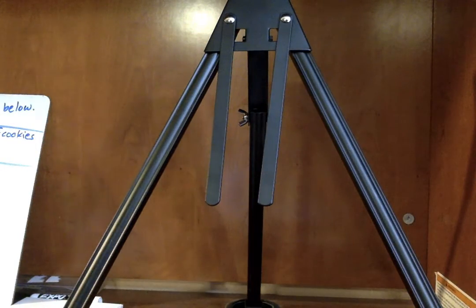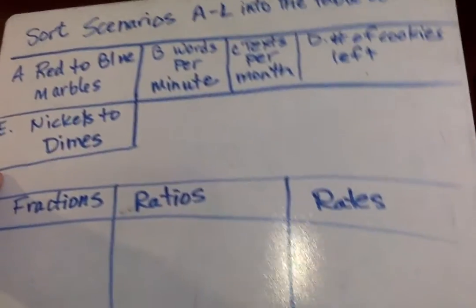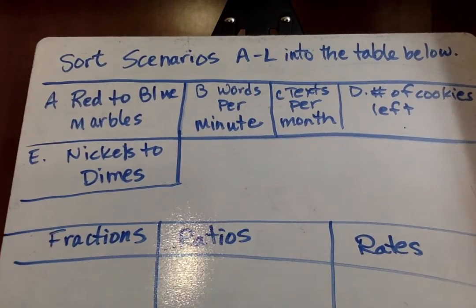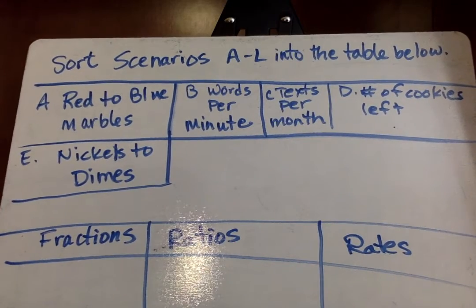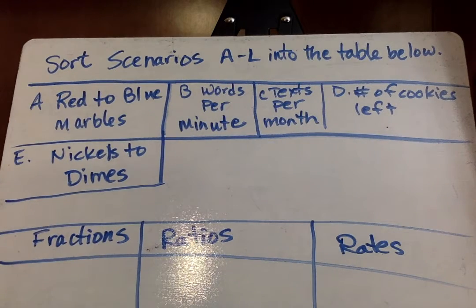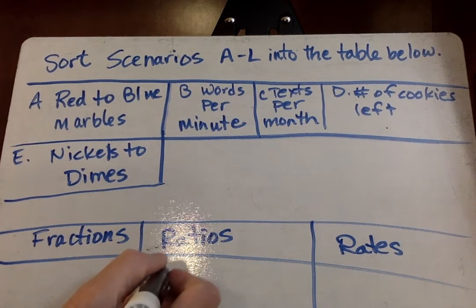And we're going to sort the scenarios into fractions, ratios, and rates. Our first one here is red to blue marbles. Would that be fractions, ratio, or rates? If it's a part to a whole item, it's a fraction. Nope. Part to part, two items of the same unit. The red to blue marbles are two items of the same unit. They're both marbles, so they would be a ratio. So we would put A right here.